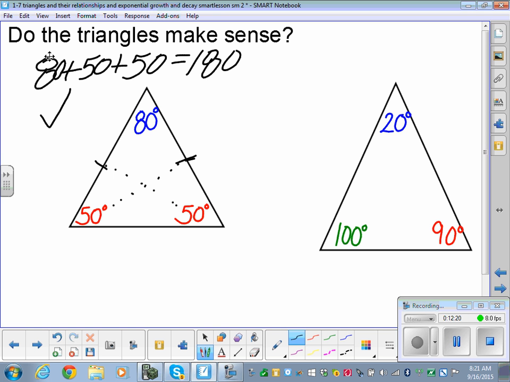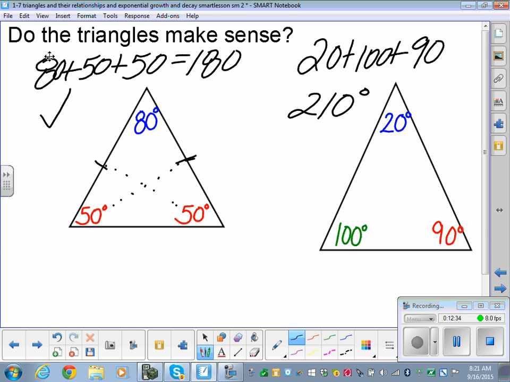Okay. Let's see if this triangle over here makes sense. We have 20, 100, and 90. So 20 plus 100 plus 90. How many degrees do we have? 210. 210 degrees. Well, we know triangles must, the measures of the angles must add up to be 180. So this triangle would not make sense. Not true.